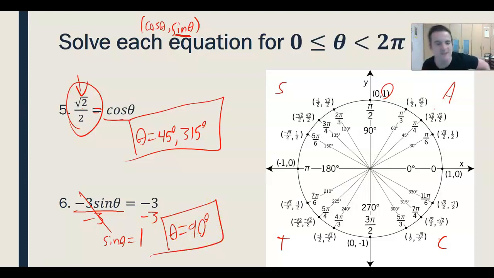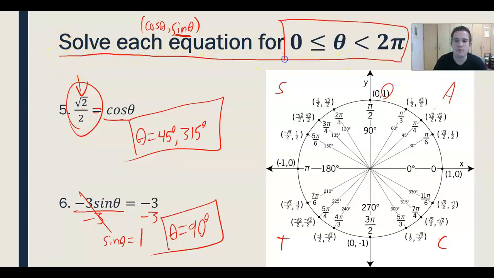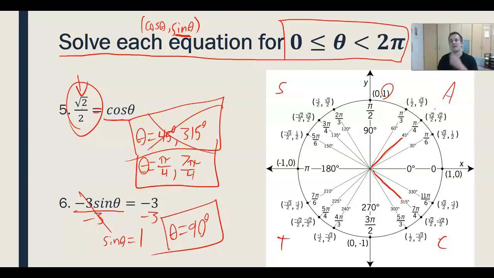Do you notice anything that I did wrong on this page here? Shoot! My instructions told me to find an angle between 0 and 2 pi radians. My angles needed to be in radians. So instead of on this problem writing 45 degrees and 315 degrees, I would need to write pi fourths and 7 pi fourths. Same angles, just written in radians.